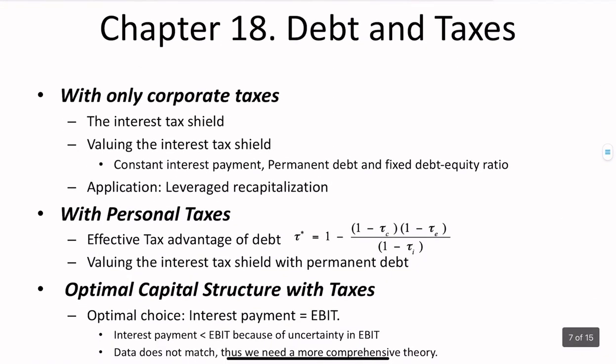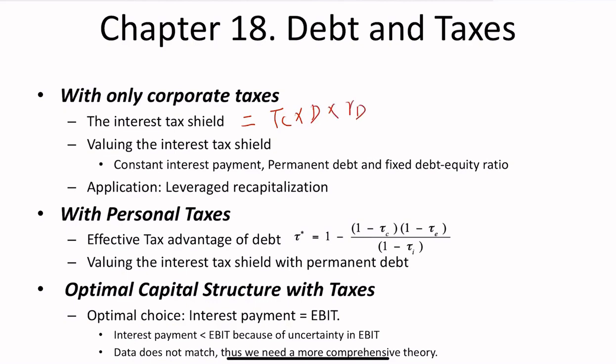And then we discussed the more complicated case, that is when there are taxes. We first only consider the effect of corporate taxes. The very basic step here is you need to understand how to calculate the interest tax shield, right? And we know that the interest tax shield equals the corporate tax rate times interest payment. And interest payment equals debt times interest rate, right?